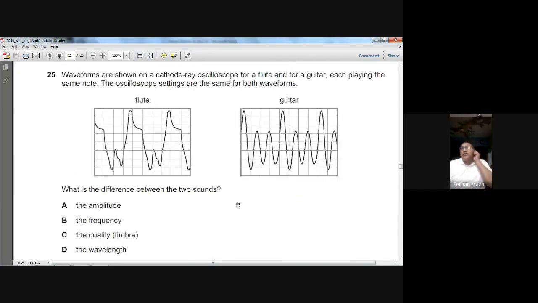Okay, on your screen, question number 25. Waveforms are shown on a cathode ray oscilloscope for a flute and for a guitar, each playing the same note. The oscilloscope settings are the same for both waveforms. What is the difference between the two sounds? This is a famous question. You know, they have the same amplitude, they have the same frequency. The only difference is in the basic shape of the waves, and we call it quality, timbre. So question number 25, C is the option.